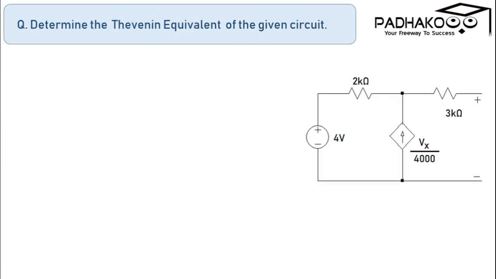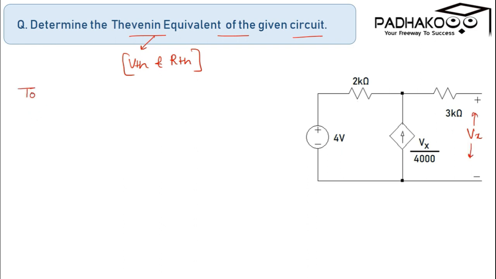Okay, so let's see a question here in which we have to determine the value of Vth and Rth, because the question is asking for the Thevenin equivalent of the given circuit. It means that we have to determine the value of Vth and Rth.